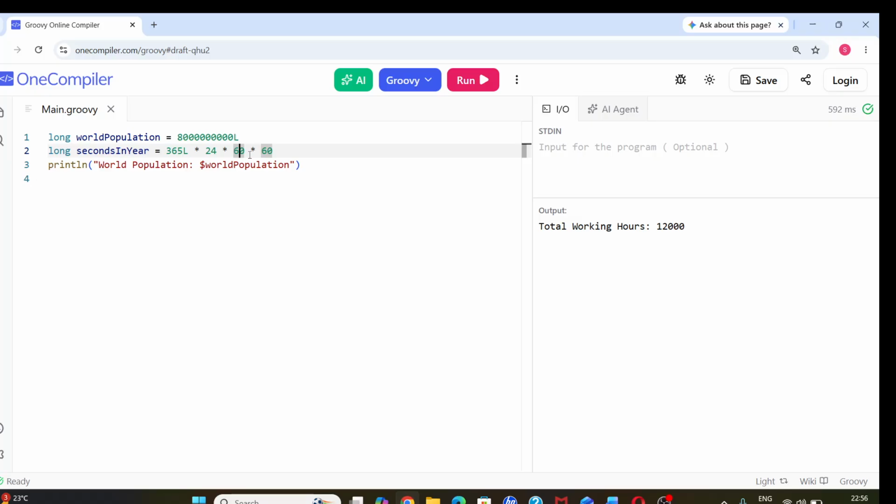So when you run this, you can see the world population is this amount. So in this way we have covered the 4 subtypes of the numeric type. So in the next lecture we will discuss the remaining 4 types.